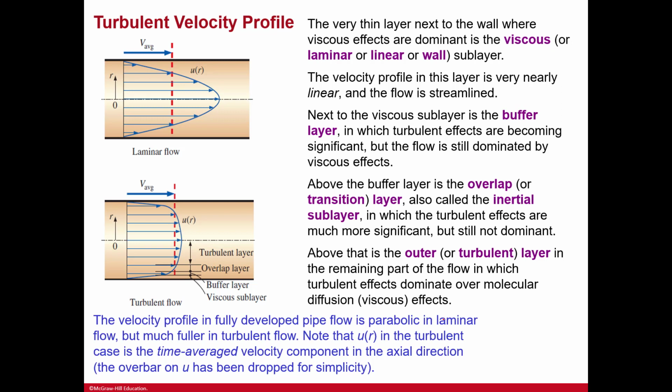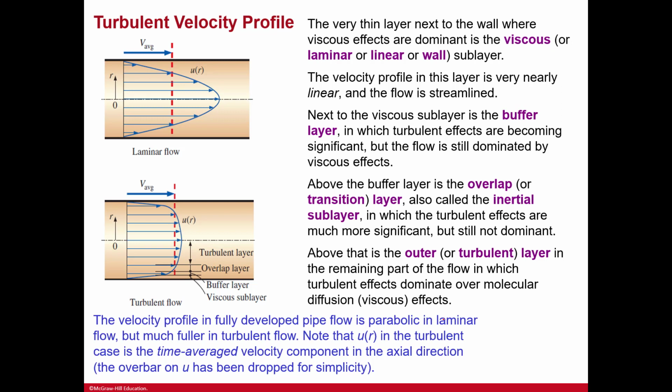So here are turbulent velocity profiles. A very thin layer next to the wall where viscous effects are dominant is the viscous, or laminar, or linear, or wall sublayer. The velocity profile in this layer is very nearly linear and the flow is streamlined. Next to the viscous sublayer is the buffer layer, in which turbulent effects are becoming significant, but the flow is still dominated by the viscous effects. It's very large viscous there.